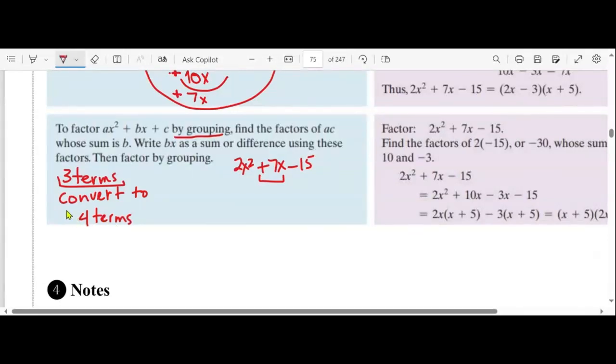I need to convert this to 4 terms. So I have to convert the one in the middle. But the one in the middle can be 1x plus what? 6x. It can be 2x plus 5x. It can be 3x plus 4x. It can be any of this combination. So I don't know which one. 3x plus 4.